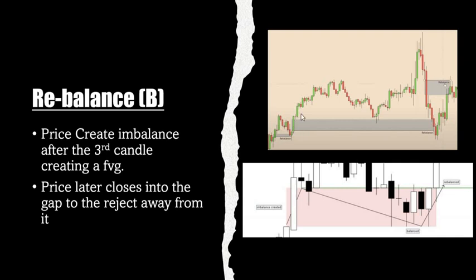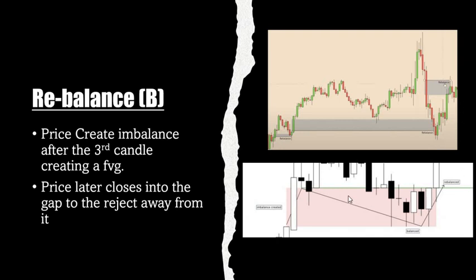Same thing here, we have an imbalance here. Market trades down into it, didn't close into it. Market trades down here, closes a little bit past it though. But let's look at this here. Market trades down into it, then rejects higher. Okay? Then we look at this SIBI here. Market trades up into it, closes inside the fair value gap, and rejects lower.